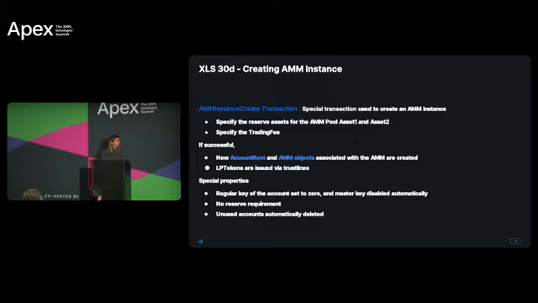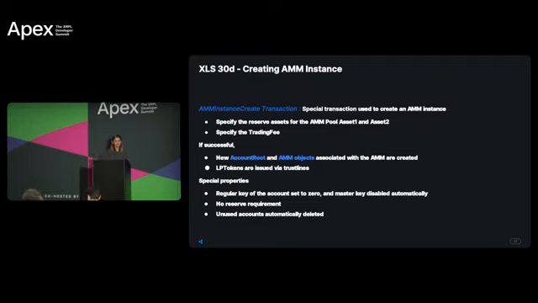We introduced a new transaction called the AMM instance create transaction. It's a special transaction that is used to create the AMM instance. Among other fields, one must specify the two reserve assets for the AMM pool, that is asset 1 and asset 2. And they must specify the trading fee for this specific AMM instance.